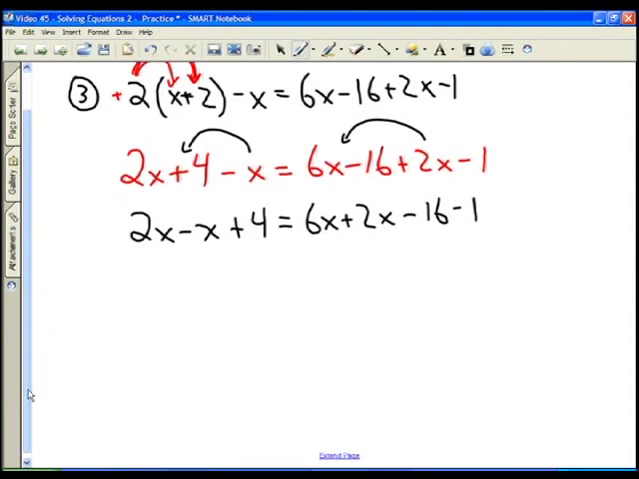And now what I can do, before I start moving things left and right, I want to simplify each side of the equation and get x and a number. And so here, 2x minus 1x is 1x. So on the left-hand side, I have 1x plus 4. And on the right-hand side, 6x plus 2x is 8x. And negative 16 minus 1 is negative 17.